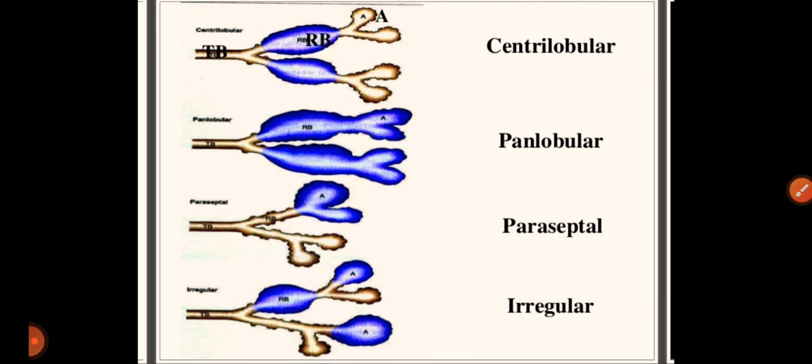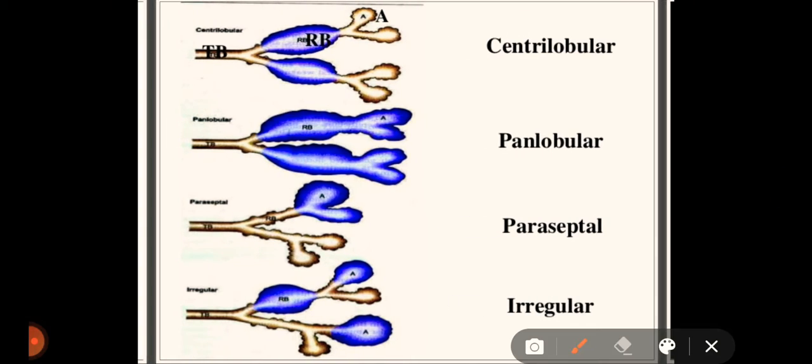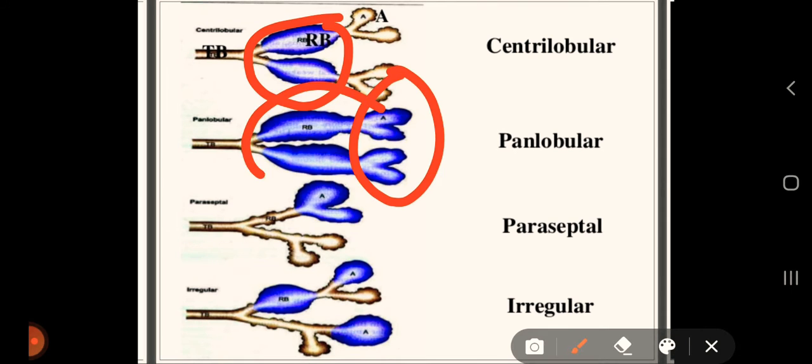Here is the picture again of the 4 types of emphysema. In the centrilobular, you can see the proximal acinus is involved. In the panlobular, the distal as well as the proximal are both involved. In the paraseptal, only the distal ones are involved, because the paraseptal, as the name suggests, takes place along the lobular subpleural connective tissue in the lung tissue where fibrosis has taken place, where atelectasis has taken place.